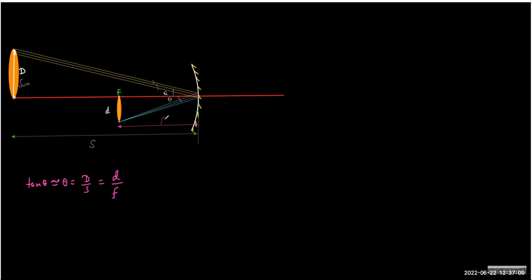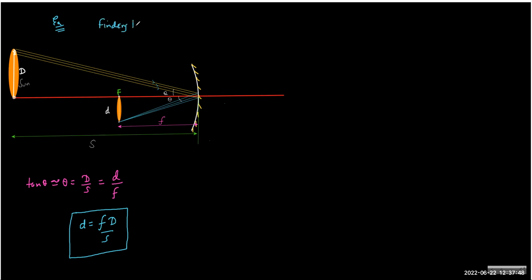This is f. So d upon s is equal to small d upon capital F, I mean small f, correct? So the image size, we can get it. How big will the image of the sun look? Now, given the distance of the sun and all, you can find the small d. So this is a very famous question: finding the size of the image of the sun.